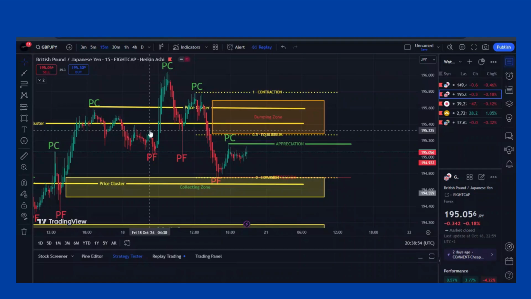Here on with our analysis. So the next pair is British pound, Japanese yen.